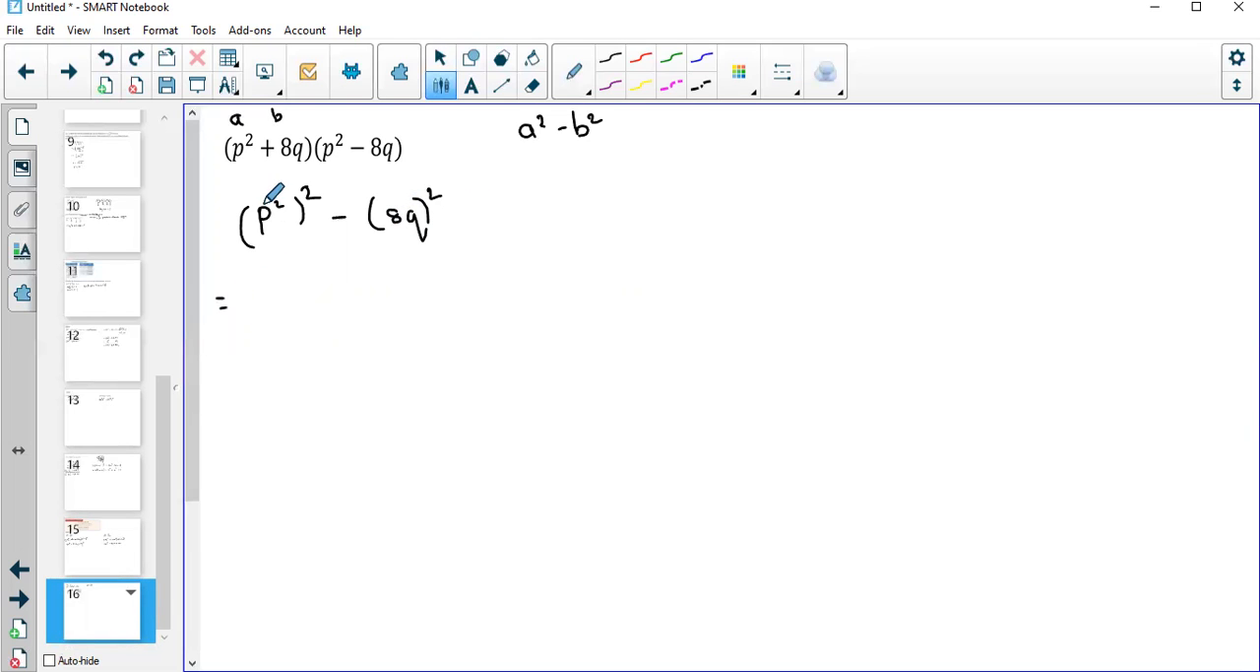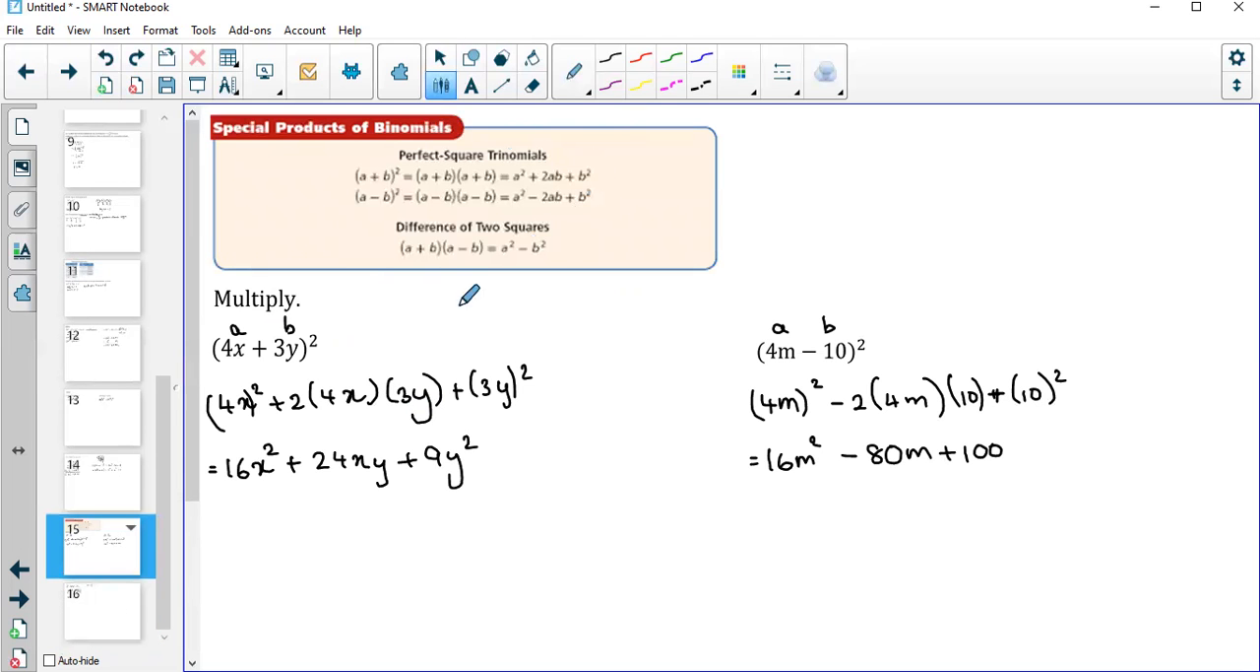Okay, now p square, that means you're just going to multiply them, right? So 2 2s are 4. Then here, 8 square means it's going to be 64q square. So this is how you need to solve. Now, if you memorize these formulas, definitely the remaining parts are going to be easy.